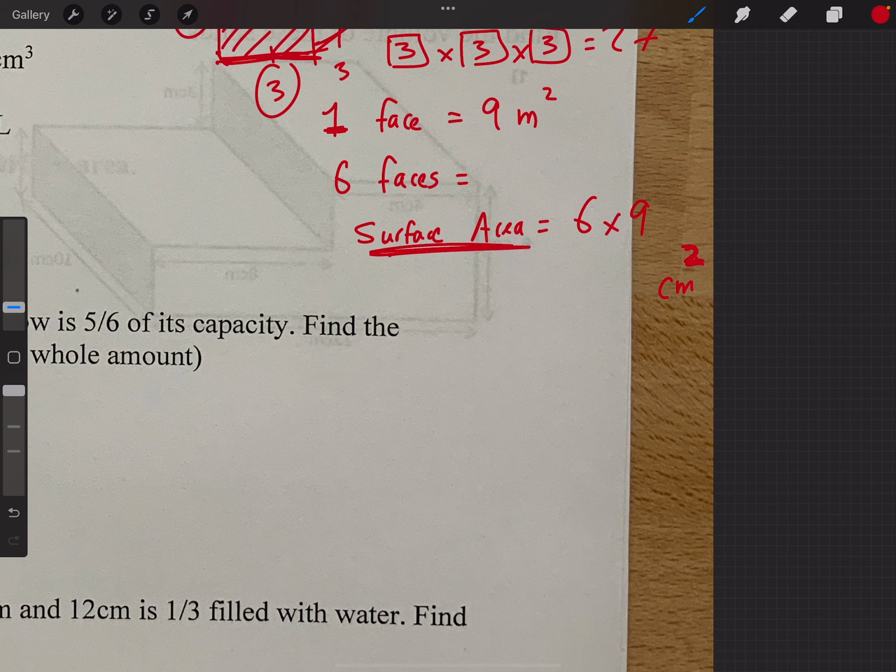3 meter cube. Now also 1 meter cube is equal to what was it? I think 1 million centimeter cube. So 1 meter cube is a million. So 3 meter cube must equal 3 million centimeters cube.